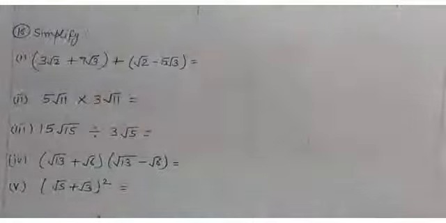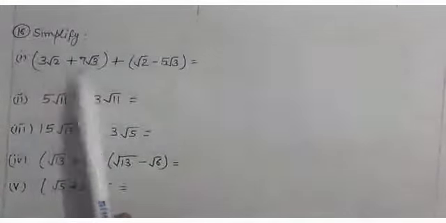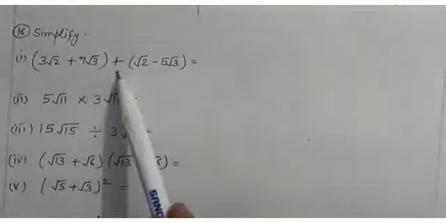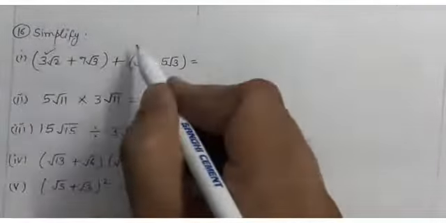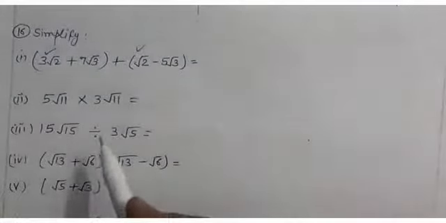Yes, now we have to simplify. These are sums of irrational numbers. Here: 3 root 2 plus 7 root 3 plus root 2 minus 5 root 3. Now these two are like numbers, no? Root 2 and root 2.